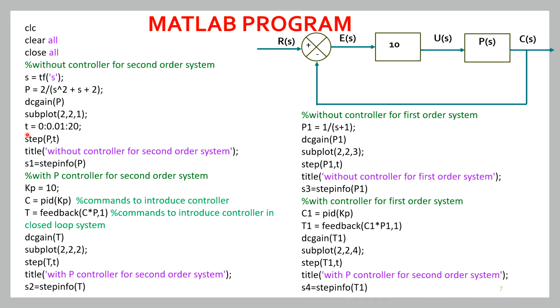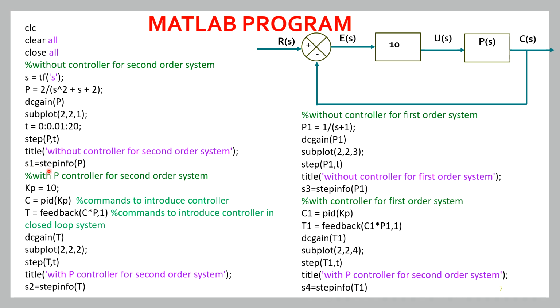My x-axis scale, I have fixed 0 to 20 with an increment of 0.01. When the increment value is very small, the graph will look like a digital plot. When the increment is a very fine value, we'll get an analog plot, a pure analog plot. And I have declared my time. I have also used S1 as a variable where I am storing this information.